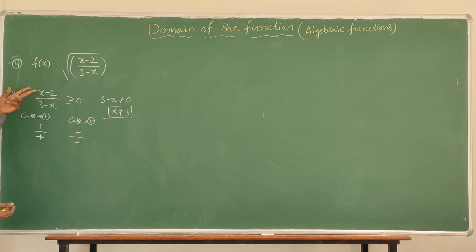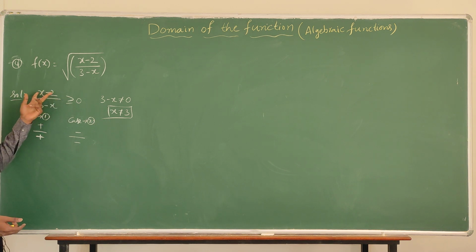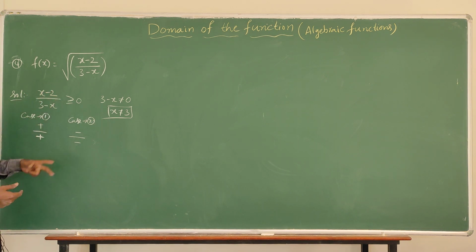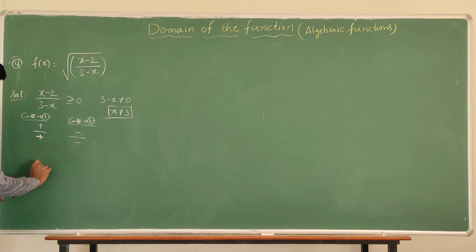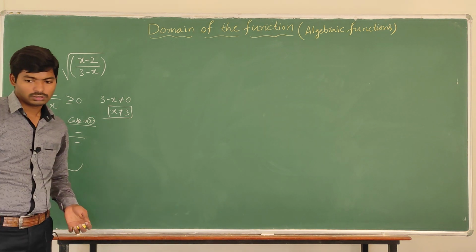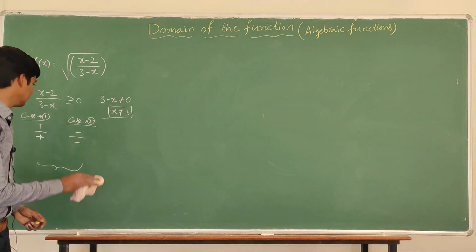The numerator and denominator may both be positive, and then the expression is greater than or equal to 0, or both are negative, and then also the expression value is greater than or equal to 0. So we have to take case 1 and find the domain, take case 2 and find the domain, and the common domain from both cases we will consider as the domain of the function. So this is very difficult.